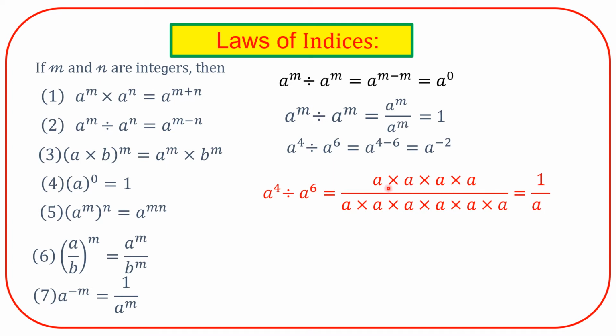In the numerator, there are 4 times a. In the denominator, there are 6 times a. 4 times a cancels, so in the denominator a into a remains. That is 1 upon a square. Here the left hand sides are equal, therefore the right hand sides are also equal. Here a raised to minus 2 is equal to 1 upon a raised to 2. That is, a raised to minus m is equal to 1 upon a raised to m.